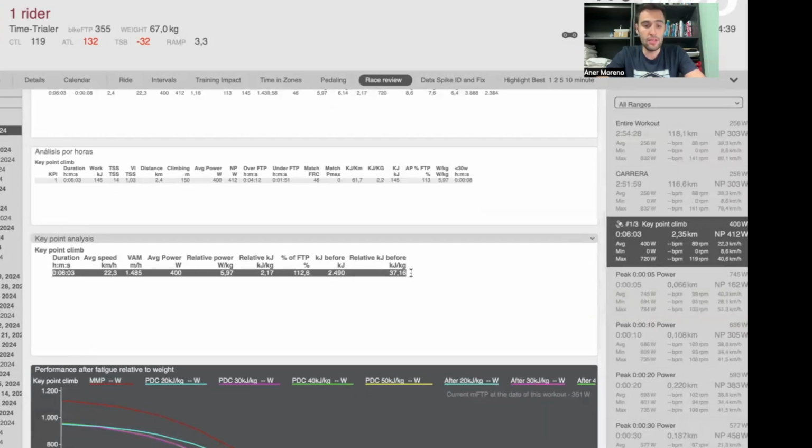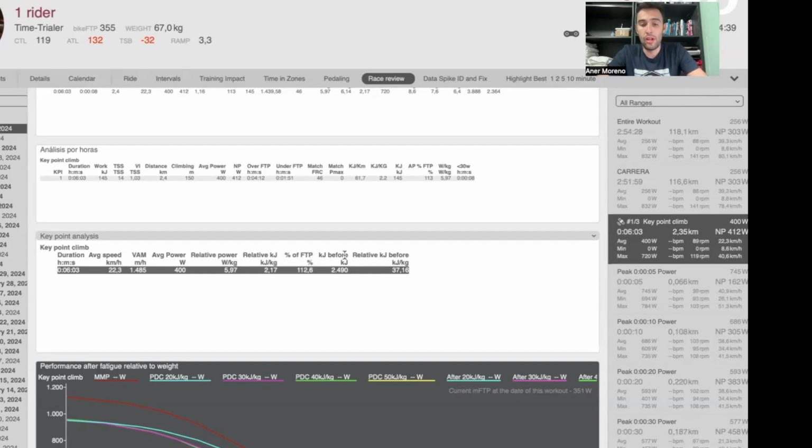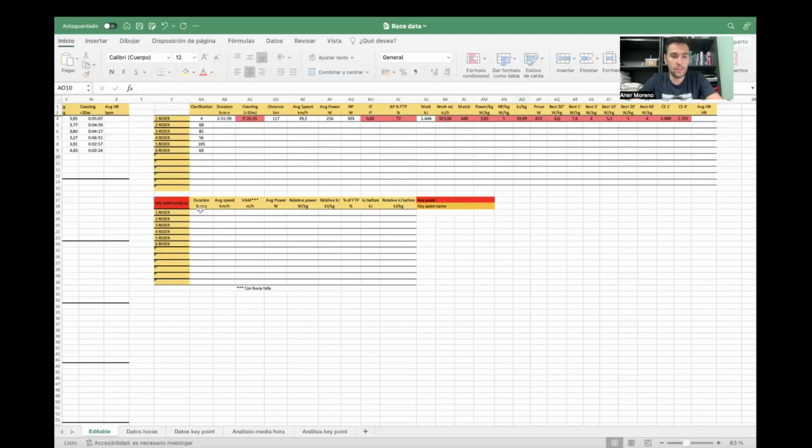Here I can copy this, where I have the duration of the key point, how much time he has spent climbing that point, average speed, speed of climbing, average power, relative power in watts per kilo, relative kilojoules, percentage of the FTP, and kilojoules spent before reaching that point. This is so important because here we know how much the rider has spent before reaching the key point of the race, and the same value relative to kilograms. Okay, so we can copy this and paste here.